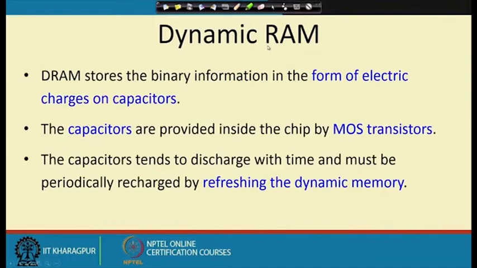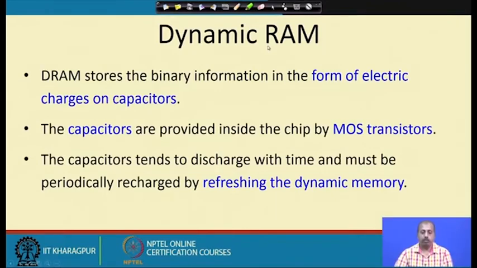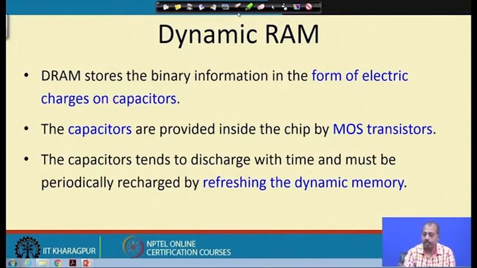But in case of dynamic RAM, what is done is that we do not have such back to back inverters, rather we take a capacitor. The capacitor is charged and this capacitor is actually holding the charge.